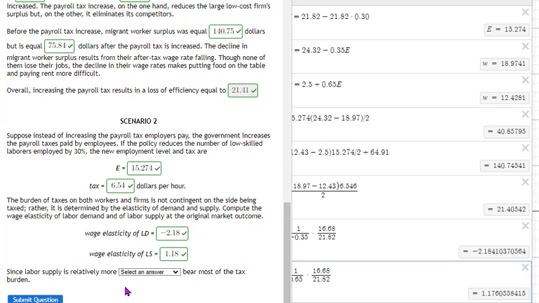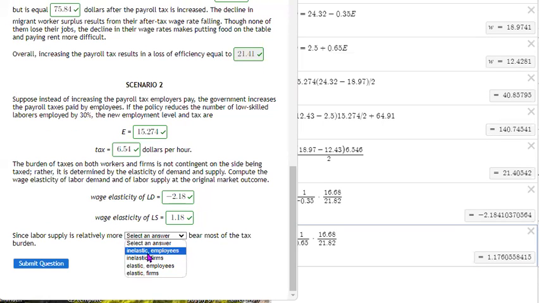Since labor supply is relatively more inelastic, right? Let me move this down. Because labor supply is relatively more inelastic, employees bear most of the tax burden. And that's not because of who's taxed, it's because employees are more insensitive to increases in wages, right?